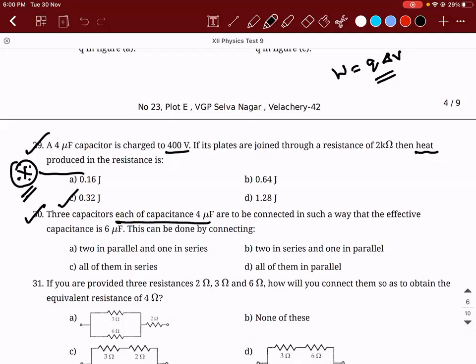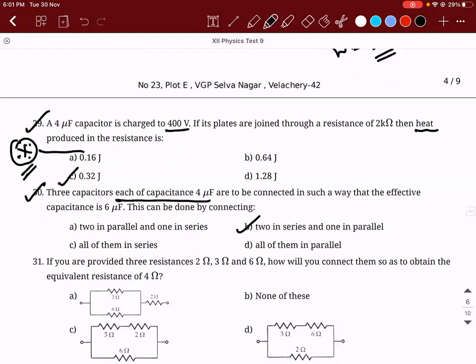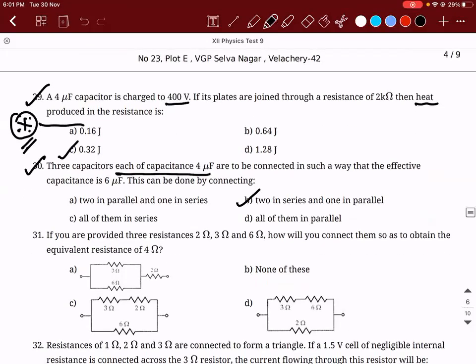Three capacitors, each of capacitance 4 microfarad, are connected in such a way that the effective capacitance is 6 microfarad. When will this happen? 2 in series and 1 in parallel. Option B. Correct. 2 in series and 1 in parallel. When 2 are in series, what will happen? The equivalent will be 2 microfarad plus it is connected in parallel to the 4, which become 2 plus 4, 6.